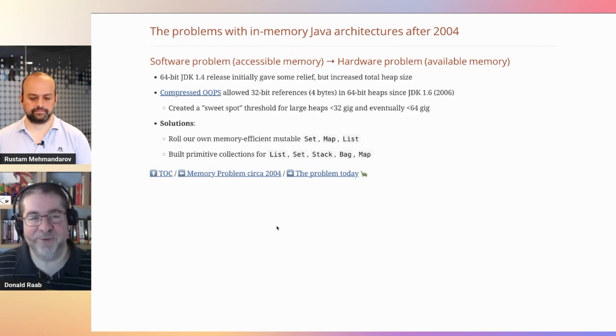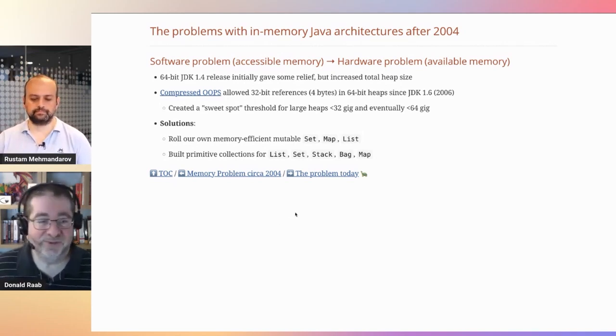Because of this, we wound up rolling our own solutions for our own mutable sets, maps, and lists, and eventually built our own primitive collections. The whole goal being that we wanted to reduce the total memory footprint of our data structures and make sure our data was taking the most space, not the data structures.